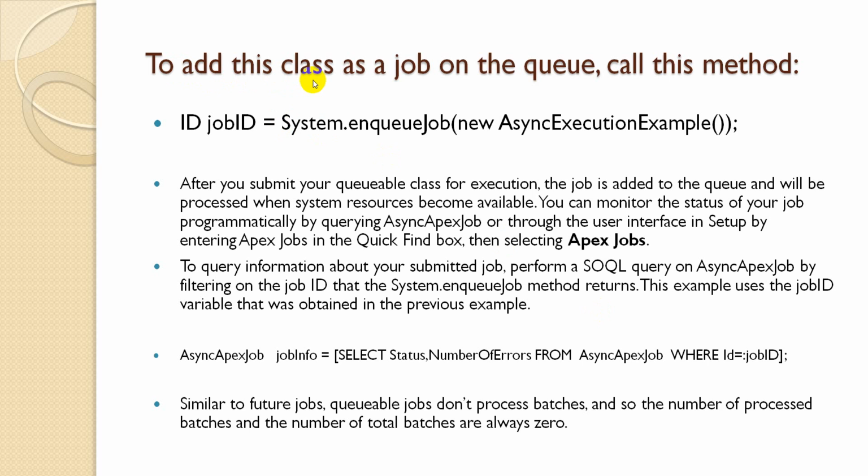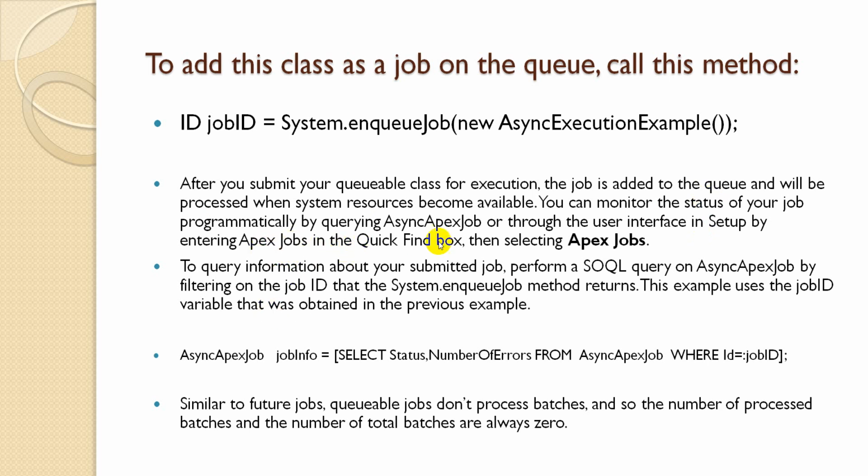To add this class as a job on the queue, call this method. What is the method? It is the ID data type and jobID, and System.enqueueJob returns the ID. After you submit a Queueable class for execution, the job is added to the queue and will be processed when system resources become available. You can monitor the status of your job programmatically by querying AsyncApexJob, or through the user interface in Setup by entering Apex Jobs.